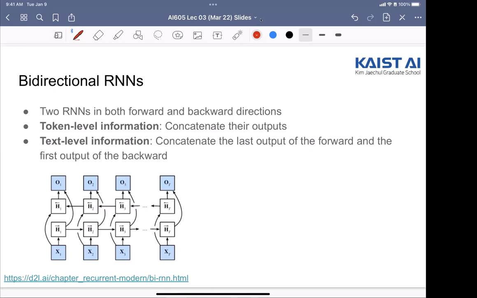But still, it's not hard to understand the benefit of having bidirectional RNNs if they can be used. You can combine the two RNNs in both forward and backward directions. There are several ways to use these two RNNs. One is token level information. In that case, you can just concatenate their outputs, or sometimes they add. Adding will not change the dimension of the output hidden state, right? If you concatenate, the output of this RNN will be double the size of the output of a single direction RNN.